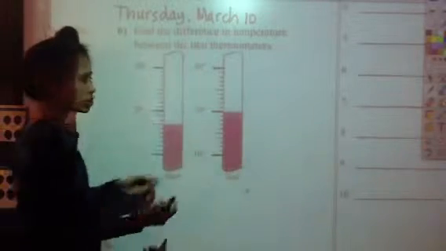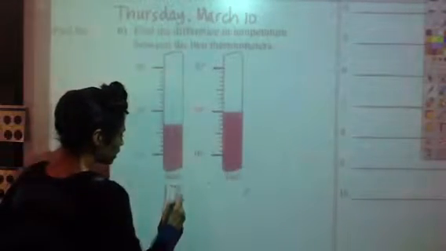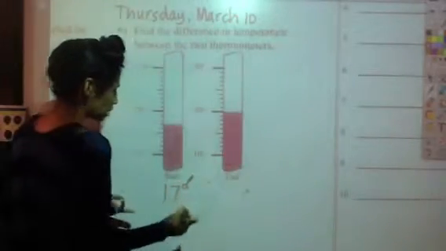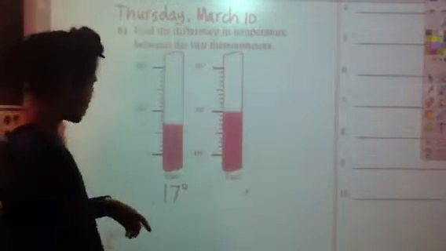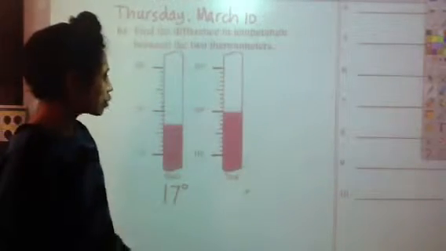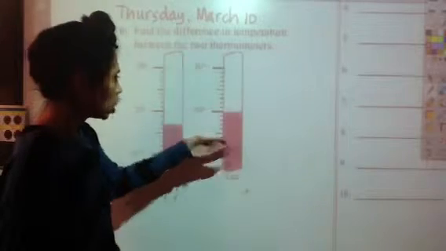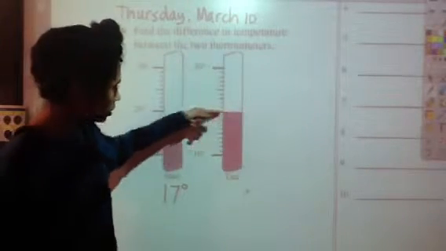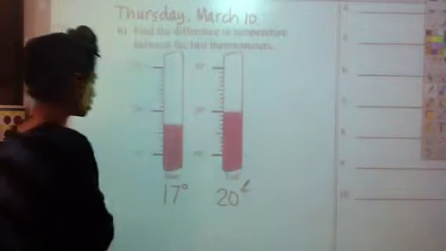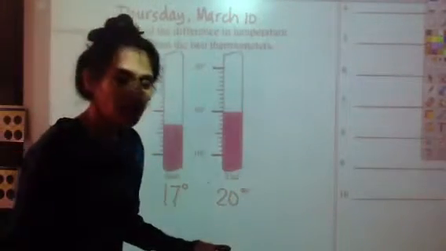So this first thermometer is what? 17, what's the unit? Degrees. And it's a tiny little circle just like that. Okay? Now what about the second thermometer? What's the temperature of that one? Oh, look, it's right on 20 degrees. 20 degrees.